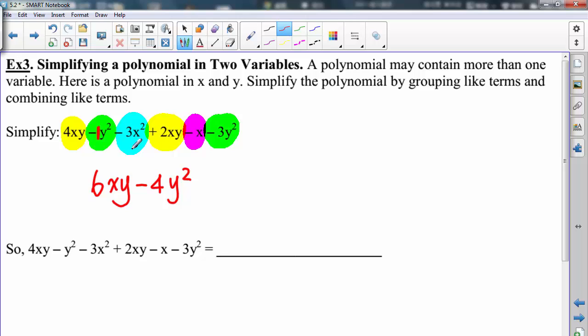Then I have the blue color, which is only 1 color. That means I don't have its like term, so I only need to copy this term. For the negative x, I only have 1 color on that one, so this one is by itself, alone. I copy it. So this polynomial can be simplified into 6xy minus 4y squared minus 3x squared minus x.